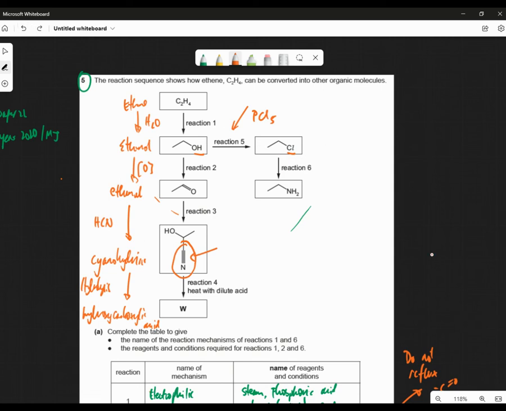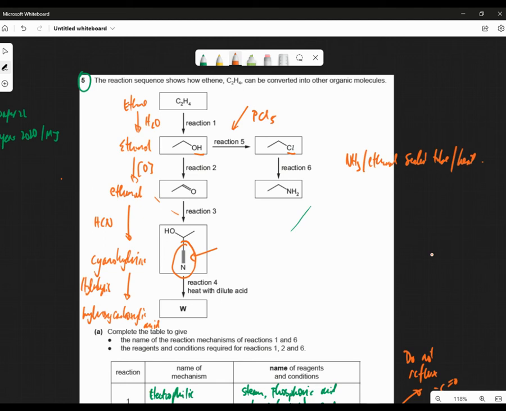In this one we're changing out Cl for NH3, so we're going to use ammonia. The ammonia is going to be dissolved in ethanol, in a sealed tube, because otherwise the ammonia will evaporate, and we heat. So that's going to be part of the question.